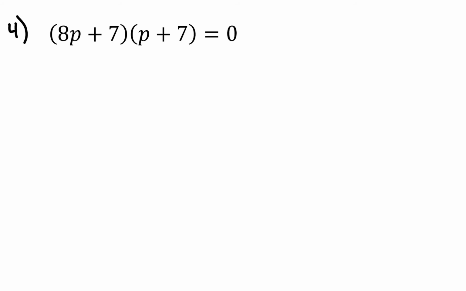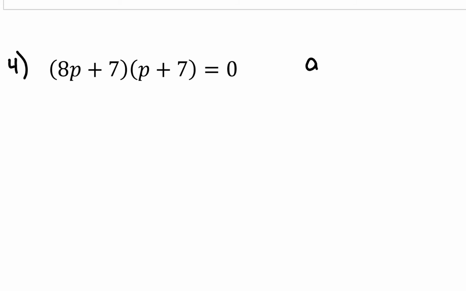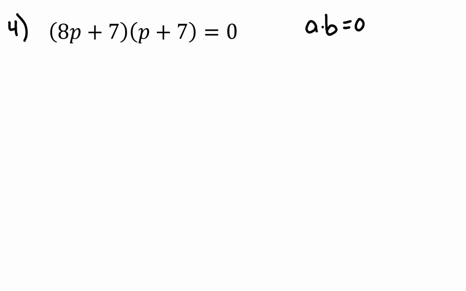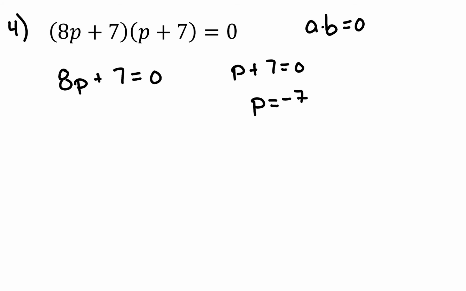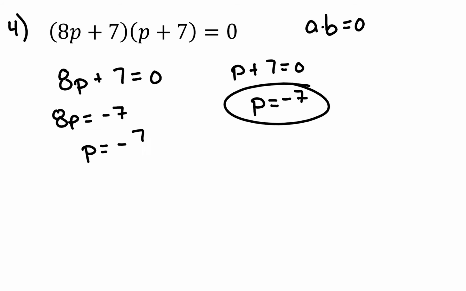If two things are being multiplied, A times B, and I'm getting a product of 0, right? Either one of those could be 0, and that would give me a solution. So I will just set 8p plus 7 equal to 0, and I'll also set p plus 7 equal to 0. One of these is really simple, right? P is negative 7. That's one solution. And the other one is 8p equals negative 7. Therefore, if I divide both sides by 8, I get that p is negative 7 over 8. So my two solutions are negative 7 and negative 7/8.